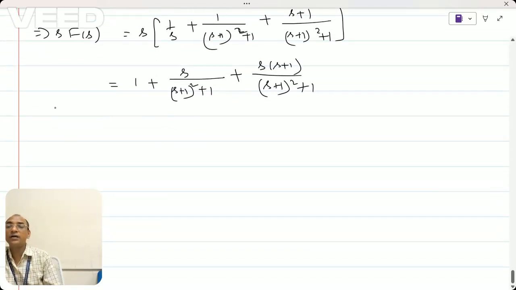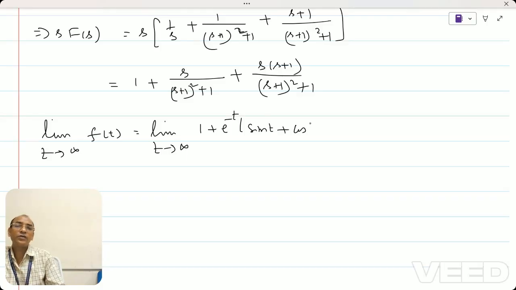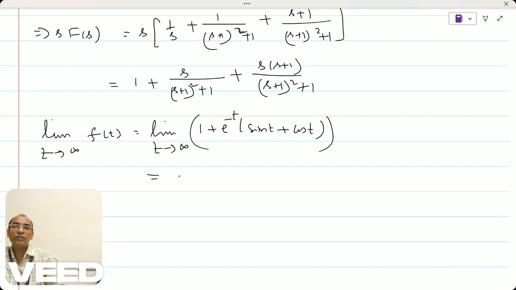Now I will take the final value. The limit as t tends to infinity of f of t is equivalent to the limit as t tends to infinity of 1 plus e to the power minus t into sin t plus cos t. Whatever the bracket may be, if I take t tends to infinity, e to the power minus infinity will be 0. So the limit will be 1.